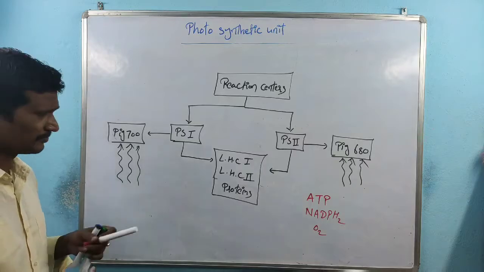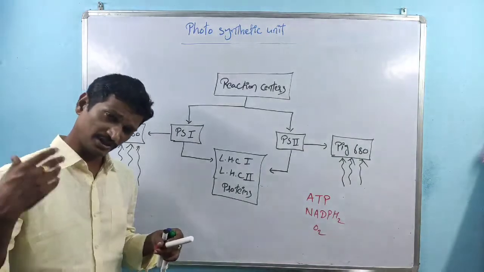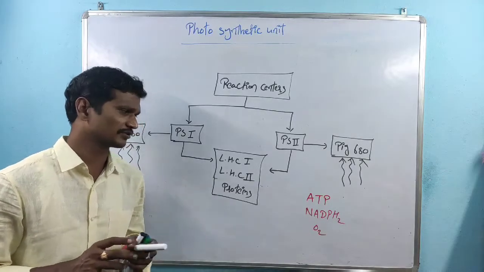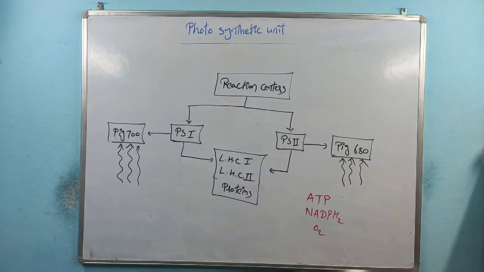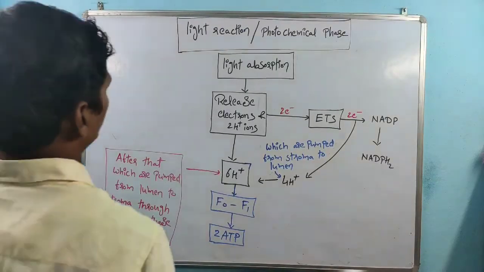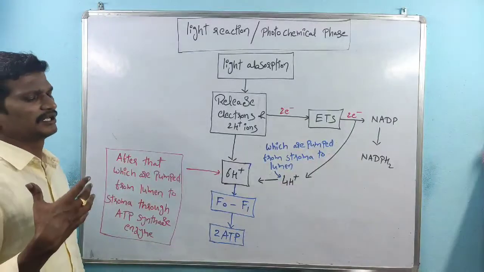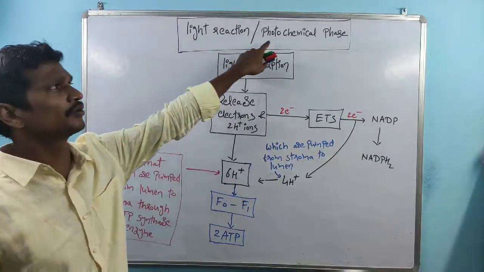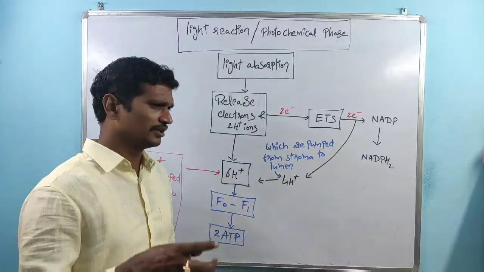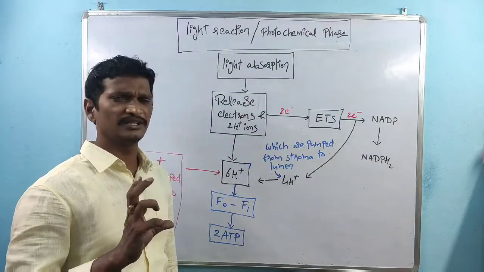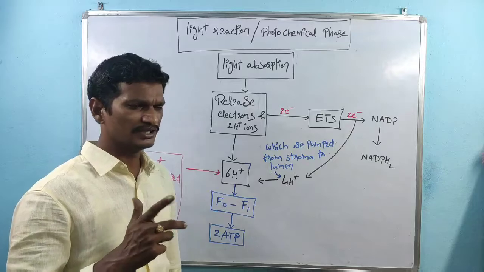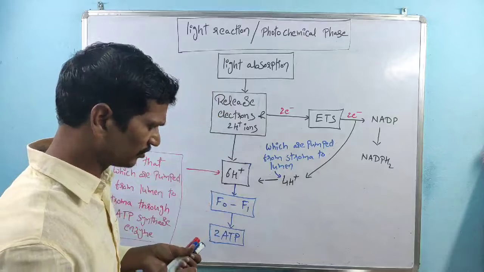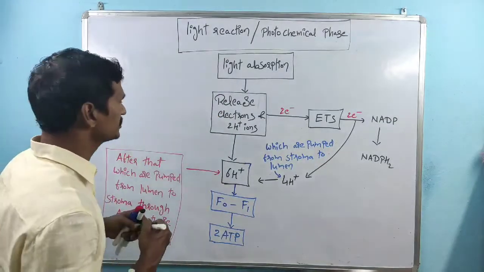We'll discuss how the electrons are transported, how the H plus ions are pumped, and how the ATP synthesis takes place. This is the main concept of how light energy is converted into chemical energy. In that case, there is the light reaction, also called the photochemical phase. Photochemical phase is where radiant energy or light energy is converted into chemical energy. Here light absorption takes place, and that absorption supports the photolysis of water.